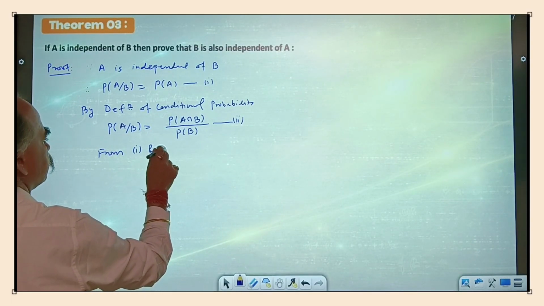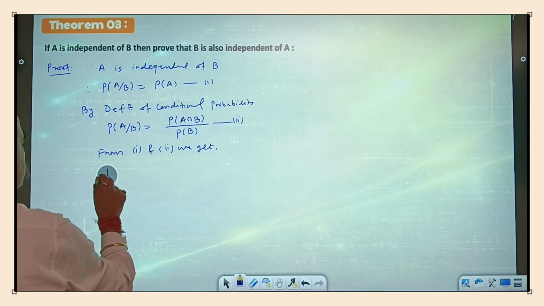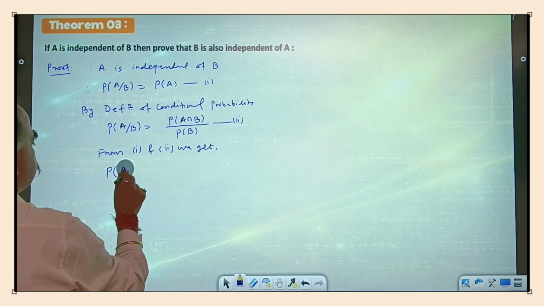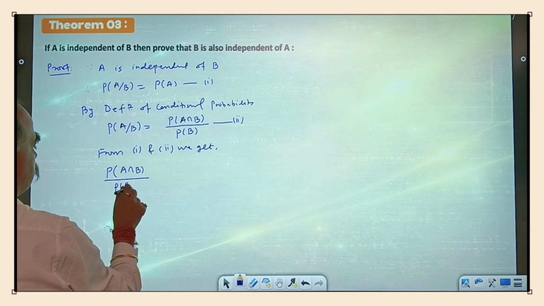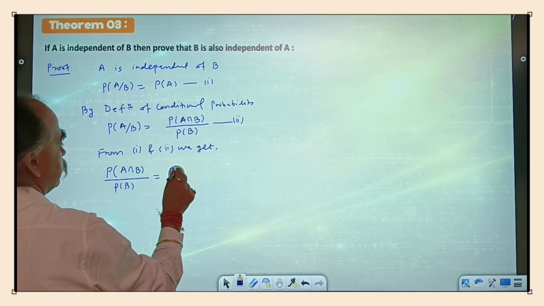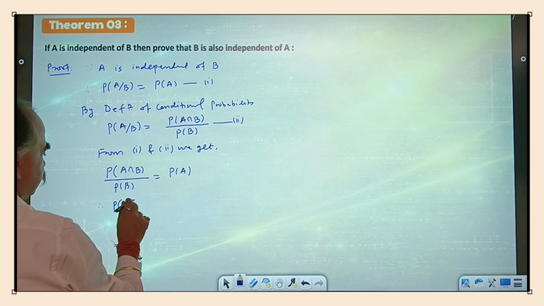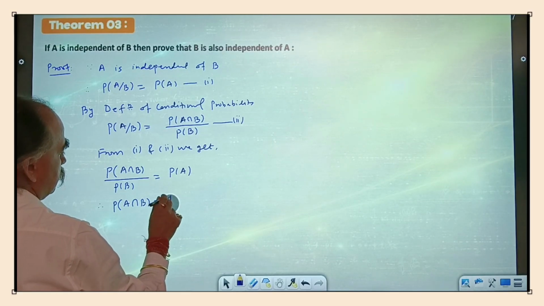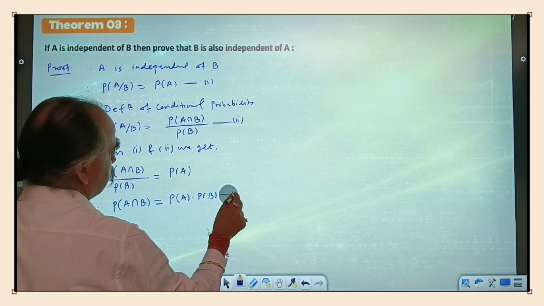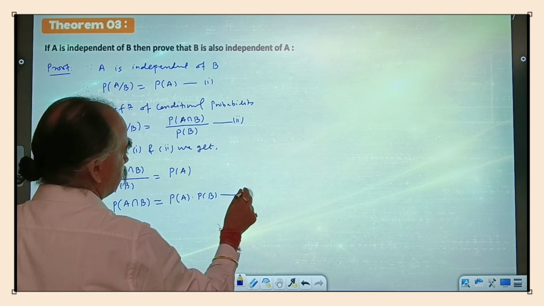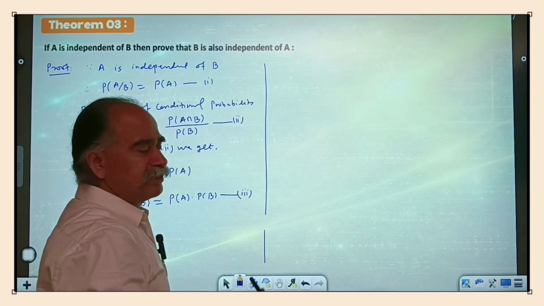From 1 and 2 we get P(A intersection B) upon P(B) is equal to P(A). So P(A intersection B) is what? P(A) into P(B). Equation 3.